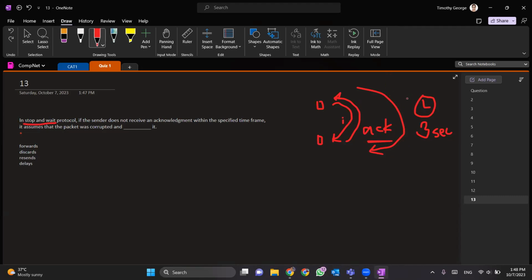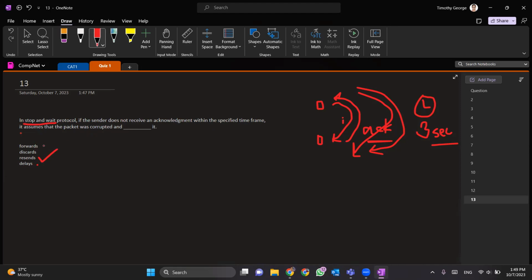it'll send the data packet again. Instead of continuously sending, there's a timer involved. So I said the answer here actually. If it doesn't get the acknowledgement within the specified time frame, within those 3 seconds, it assumes the packet was corrupted and it resends it. So it does not delay it. It's the timer that is delaying, not the acknowledgement.